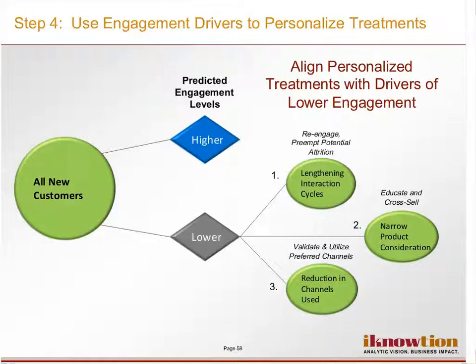So in this example, 3 separate subsegments begin to emerge from customers that are expected to have lower future engagement. There are the customers that have lengthening interaction cycles, where the objective would be to re-engage these customers and hopefully preempt possible attrition. There are also customers that might be scored low because they have very narrow product consideration, where the objective would be different. Here, it's about education and cross-selling. And finally, there are customers that may be reducing the number of interaction channels they're using, and the engagement building priority for these folks would be to make sure you're using their preferred channels more often.